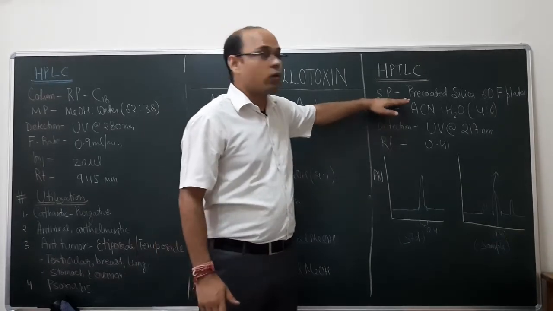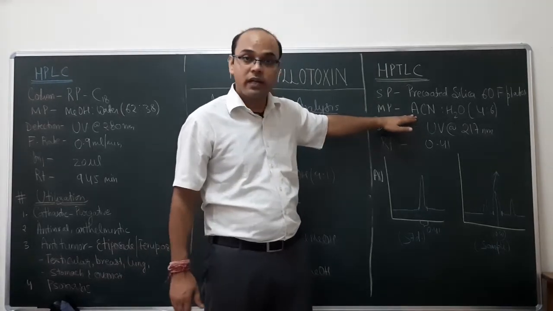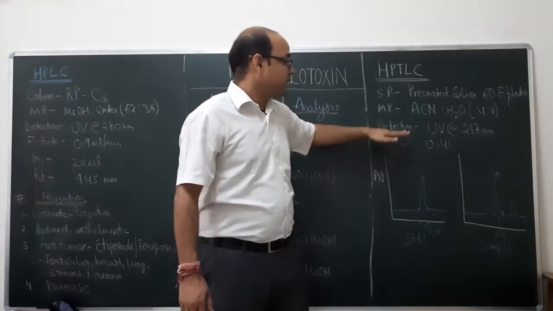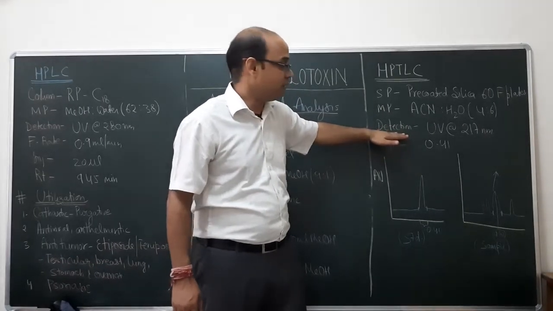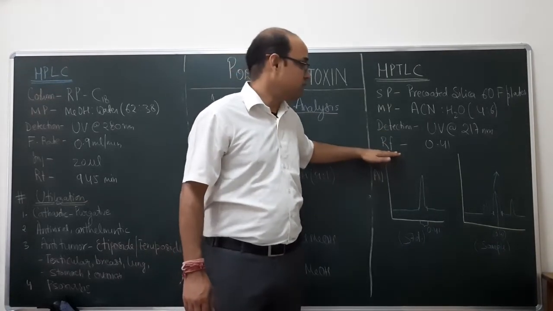We have used pre-coated silica plates here. The mobile phase we have used is acetonitrile and water in a combination of 4:6. The detection was made under UV radiation at 217 nanometer, and the Rf value was found to be 0.4.